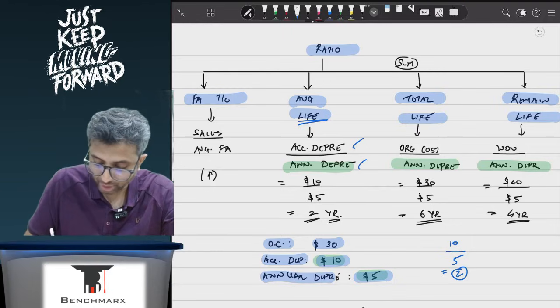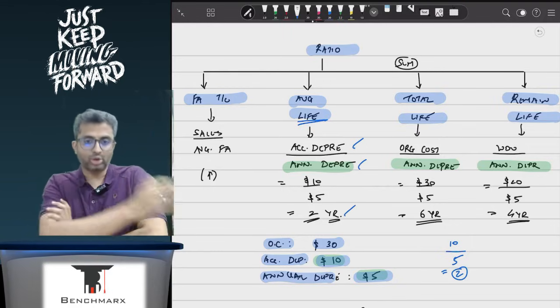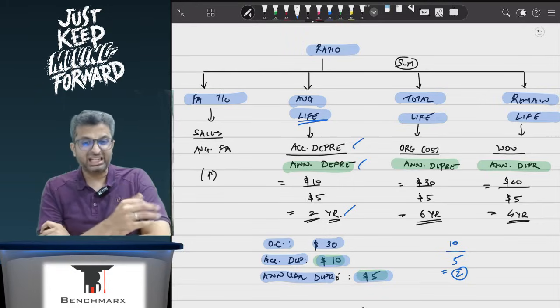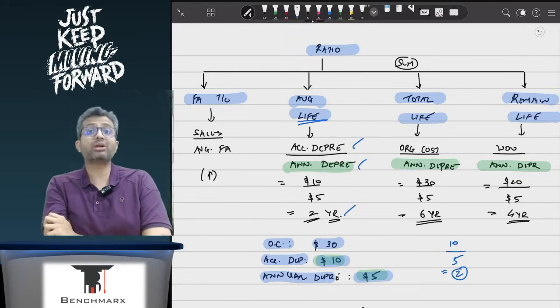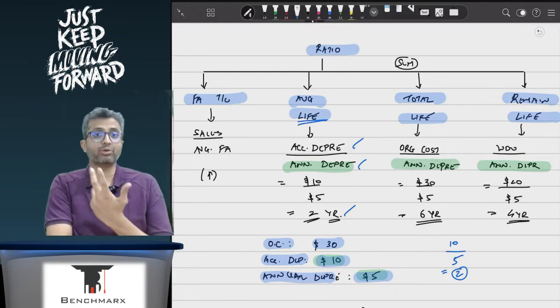Accumulated depreciation divided by annual depreciation, that is 2 years. So, if your accumulated depreciation account, let us say, shows 0, that means the asset is brand new. Its life till now is 0. 0 years have passed by. It's a newborn asset, you can say. But if there's $10 in accumulated depreciation and there's $5 of annual depreciation, then you can say 2 years have already gone by.